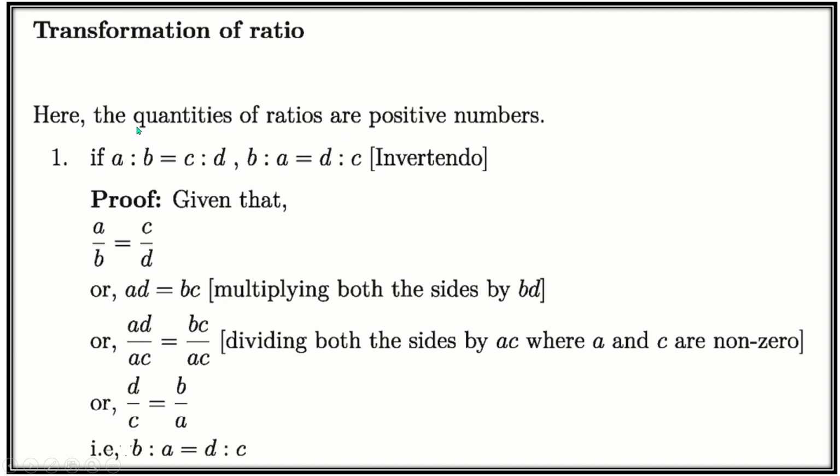Transformation of ratio. Here the quantities of ratios are positive numbers. Number 1: if A is to B equal to C is to D, then we can write B is to A equal to D is to C. This is invertendo. And the proof: this is the given condition; cross multiplication, AD equals BC; divide both sides by AC, both A and C being non-zero. Now A cancels, and here C cancels, therefore D by C equals B by A. That means B is to A equal to D is to C. That means this and this are the same. This is invertendo.